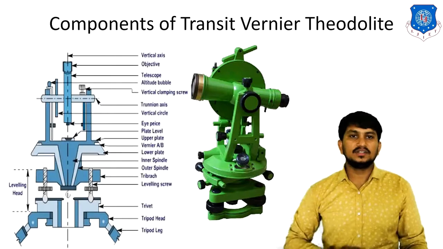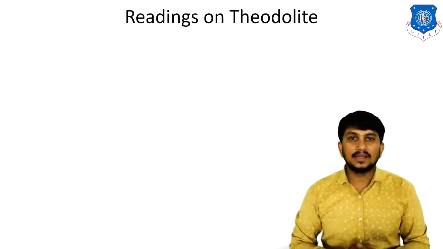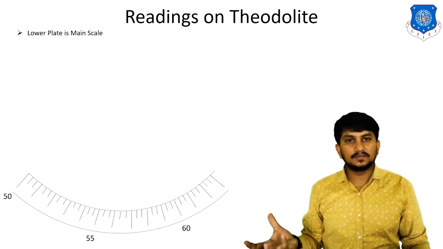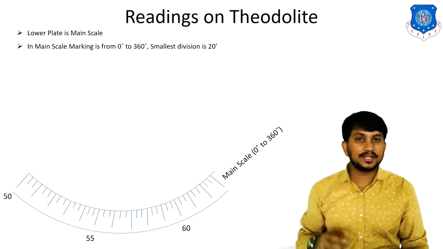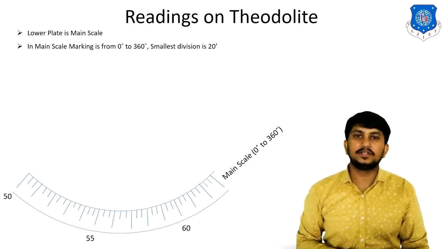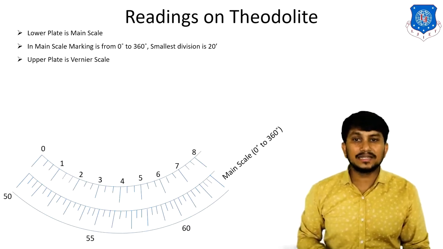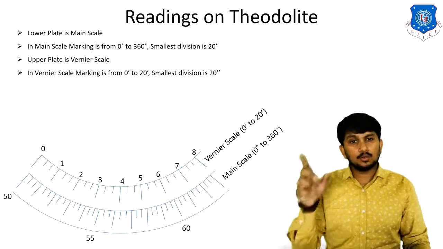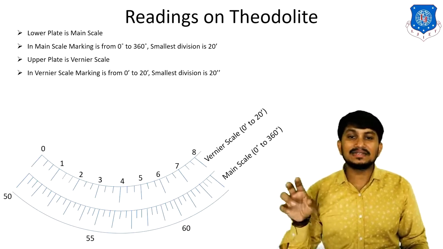Now let's see how the readings can be taken in theodolite. This is the lower circular plate, or you can say main scale, having graduations from 0 degree to 360 degree. The smallest division in this main scale is 20 minutes. This is the upper circular plate, or Vernier scale, having graduations from 0 minute to 20 minutes, and the smallest division is 20 seconds.